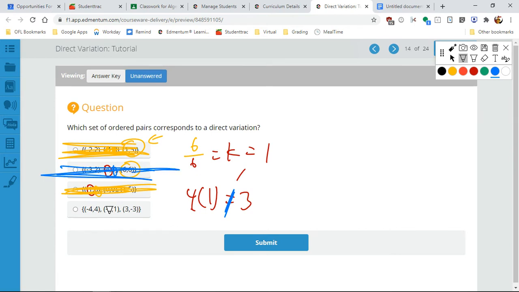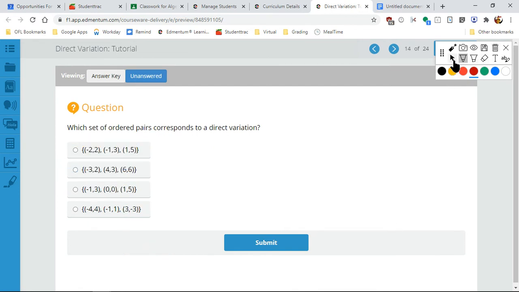This one makes sense because what's happening here is it's being multiplied by -1. My y is 1. My x is -1. I end up getting -1. 4 times -1 is +4. 3 times -1 is -3. That's the only one that makes sense. That's the only one that fits this pattern.